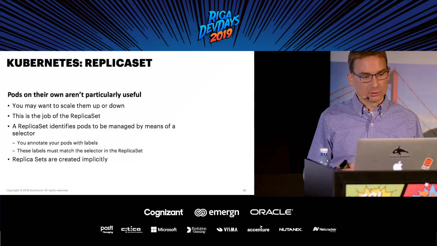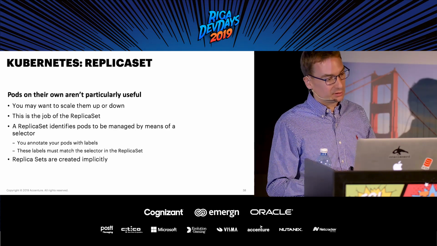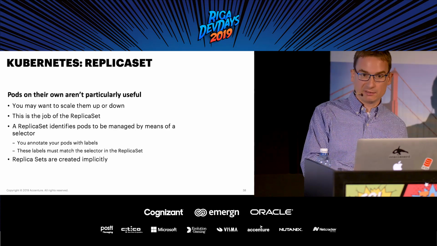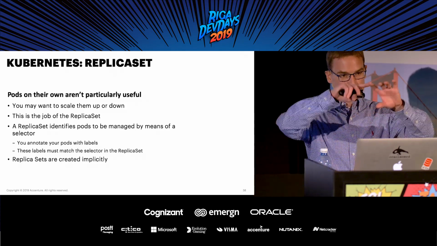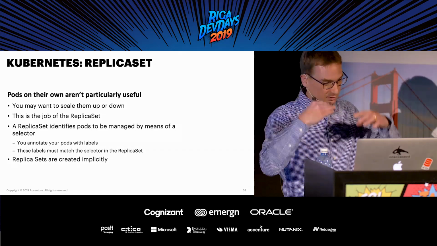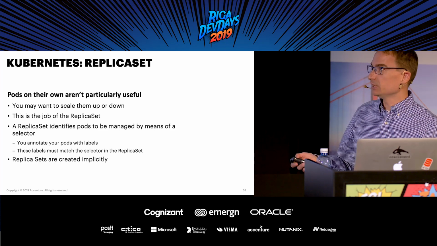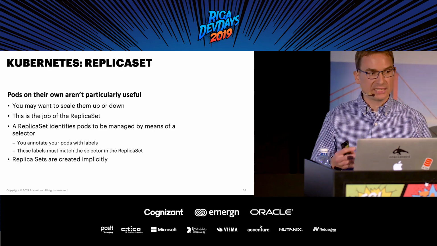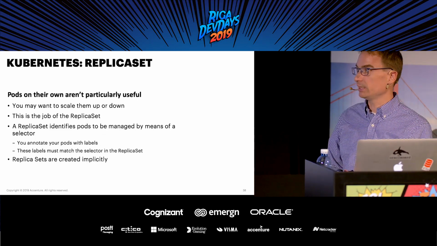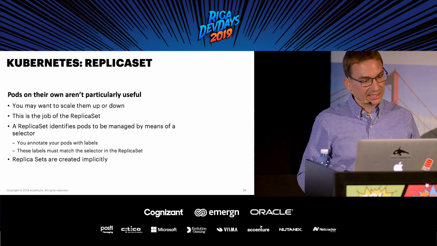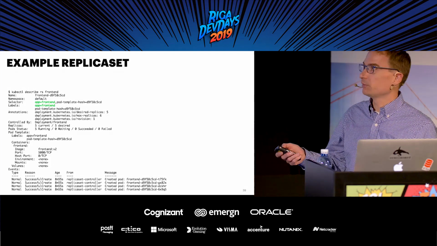Okay, pods on their own aren't particularly useful because you scale them up and down, and they may die and get recreated. So that's the job of the replica set. The replica set looks at all the pods and checks whether they're healthy and whether they run. It identifies these pods by means of a selector, which I just showed you, because you annotate your pods with labels. But then again, you don't really create replica sets yourselves either. But you can query them.